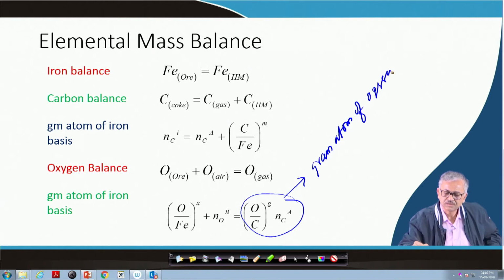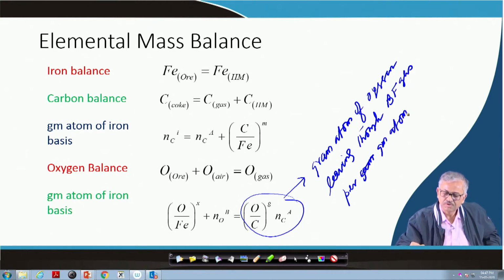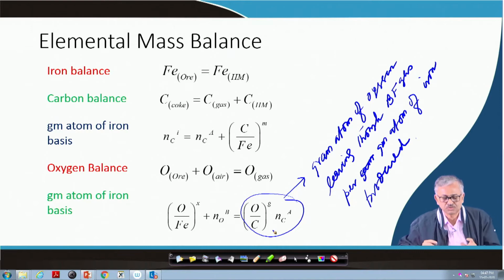oxygen leaving through BF gas, blast furnace gas, for gram atom of iron produced, right. So, if you multiply this, this is the gram atom of oxygen leaving through the blast furnace gas per gram atom of iron produced.